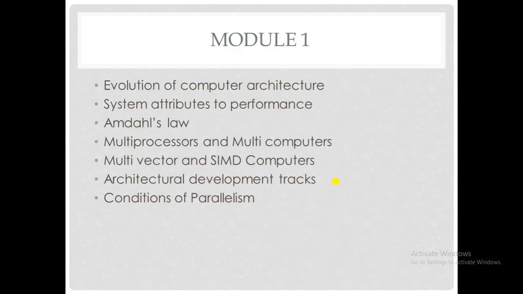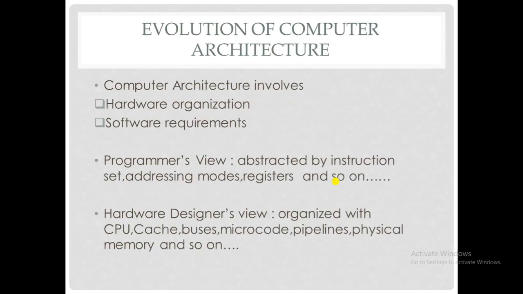First of all, I introduce the topic of Module 1. It's about parallel computer models. Topics include evolution of computer architecture, system attributes to performance, Amdahl's law, multiprocessors and multicomputers, multivector and SIMT computers, architectural development tracks, and conditions of parallelism. Session 1 includes the topic evolution of computer architecture.